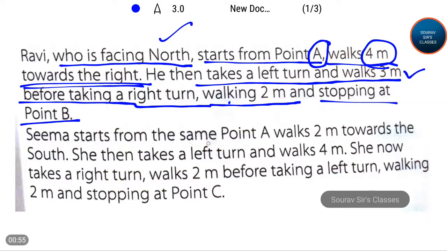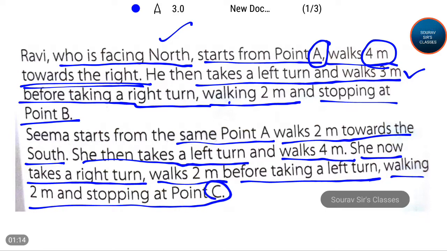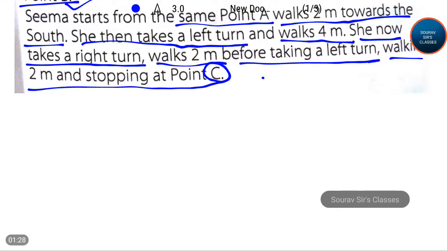Seema starts from the same point A, walks 2 meters towards the south. She then takes a left turn and walks 4 meters. She now takes a right turn, walks 2 meters before taking a left turn and walking 2 meters and stopping at point C. So, here is some information about the movements of Ravi and Seema. Based on the given information, let's make a movement diagram.